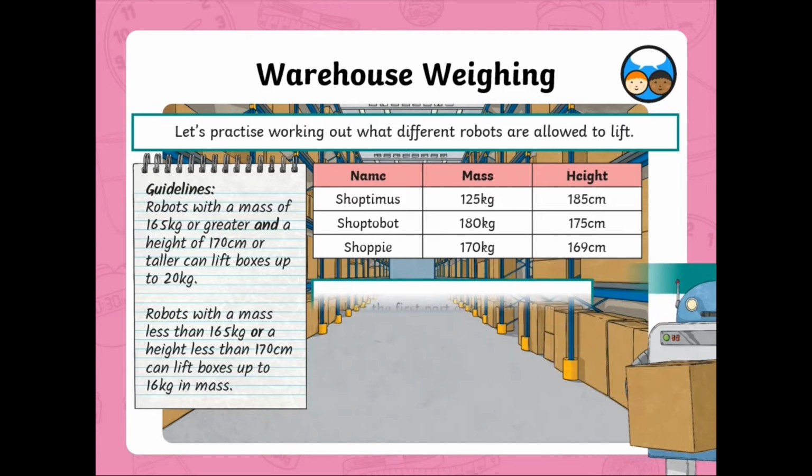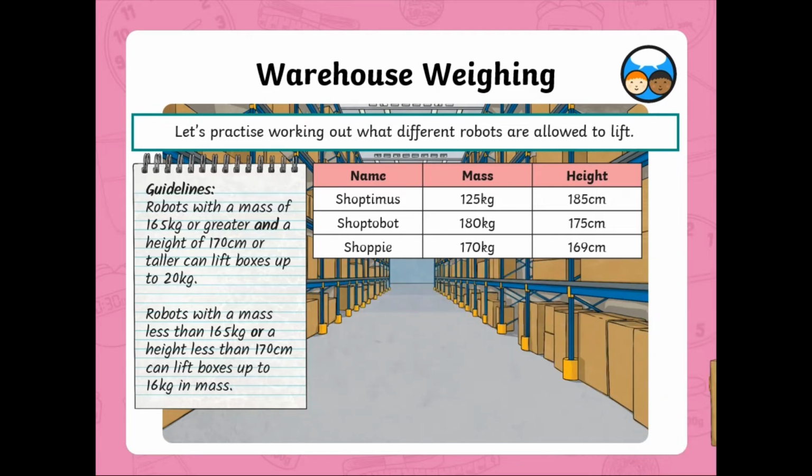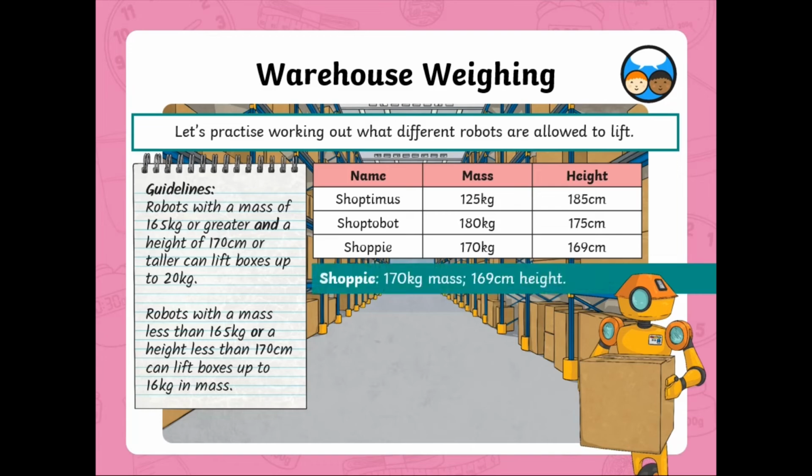Okay. And now let's look at the final robot, Shoppy. Here is Shoppy. He's 170 kilogram mass and 169 centimeters tall. So 20 kilograms or 16 kilograms? 170 kilograms mass. Well, he's heavier than the mass that it says, so yes. So he's on 20 kilograms.